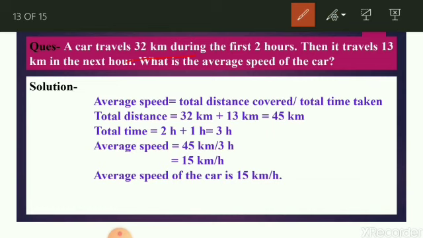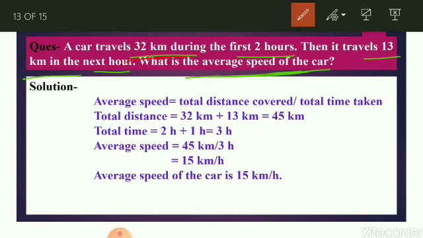A car travels a distance of 32 kilometers in the first 2 hours. Then it travels 13 kilometers in the next hour. So we have to find out the average speed of the car. To find the average speed of the car, what is the formula of average speed?